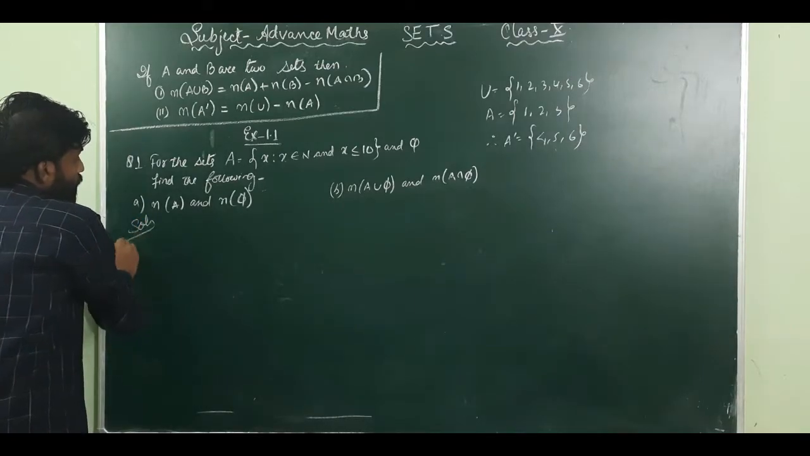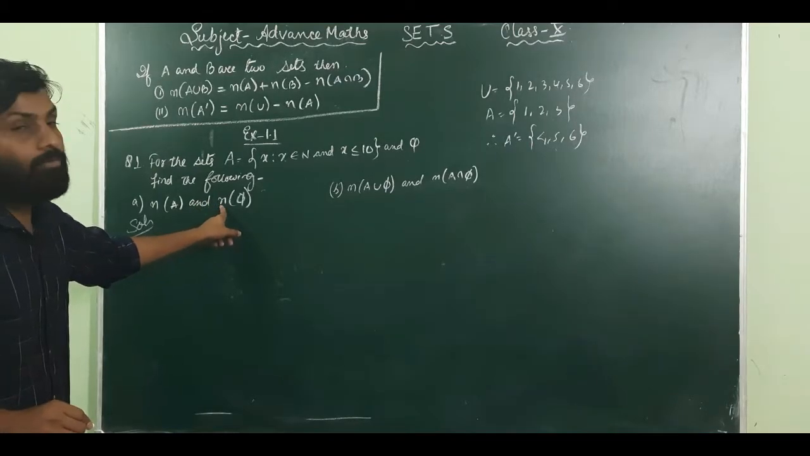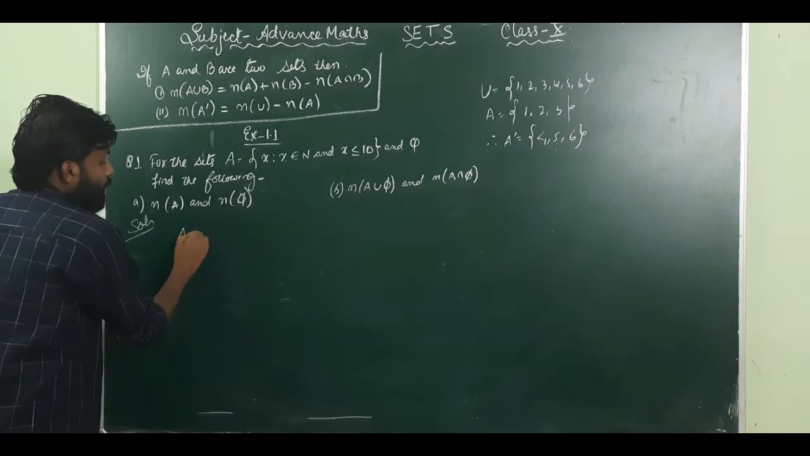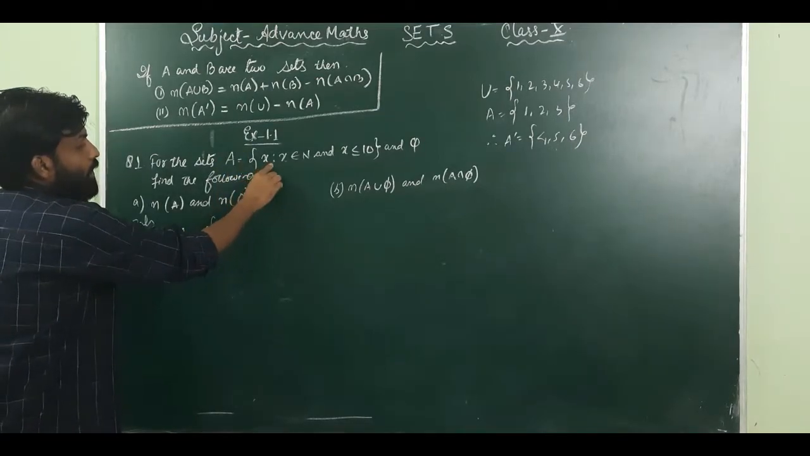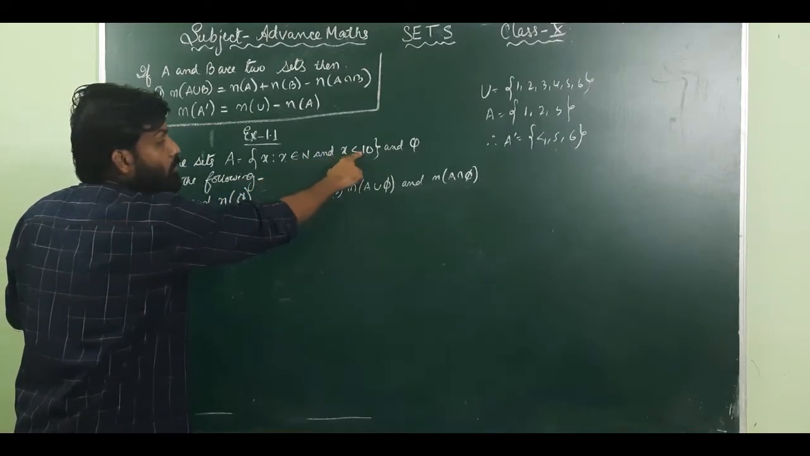First of all, you have to find the value of n(A) and the value of n(phi). So first you find your set A. What do they say here? A is all x such that x belongs to N and x is less than or equal to 10.